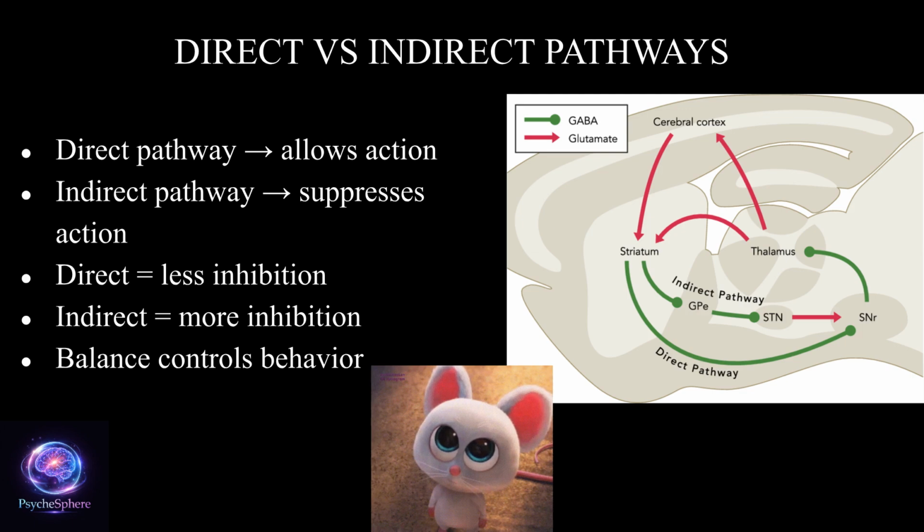While the indirect pathway, on the other hand, suppresses actions. It says, no, don't do this. So it increases the inhibition, making it harder for the thalamus to activate the cortex. So one pathway is helping the desired action while the other is blocking or competing with the unwanted actions. And the balance between these two determines what you actually do.